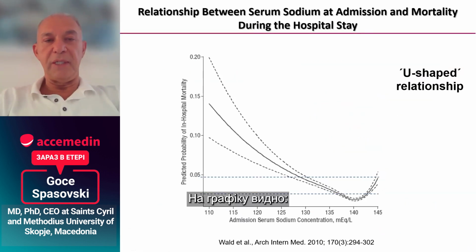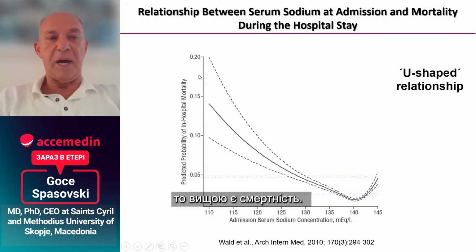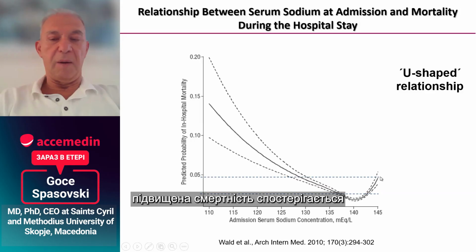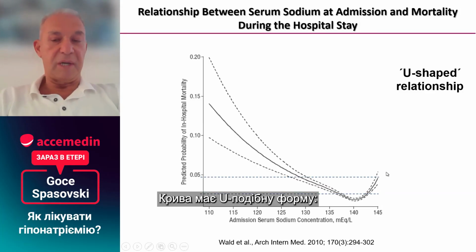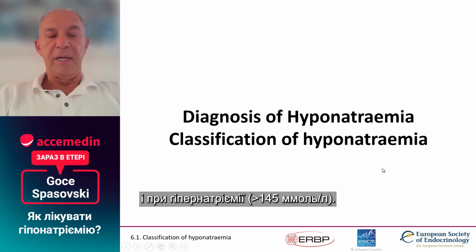On this slide, you see that the deeper the hyponatremia, starting from 110, the higher the mortality, and it is U-shaped. Again, you see here above, this is hypernatremia, above 145. Again, it increases the mortality of our patients.